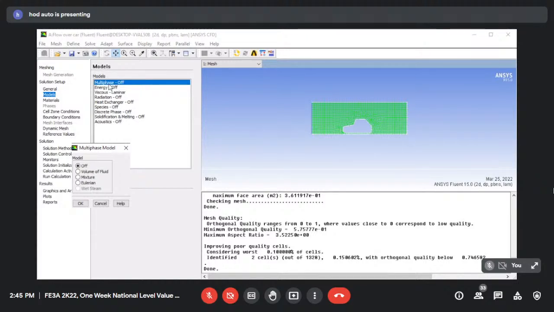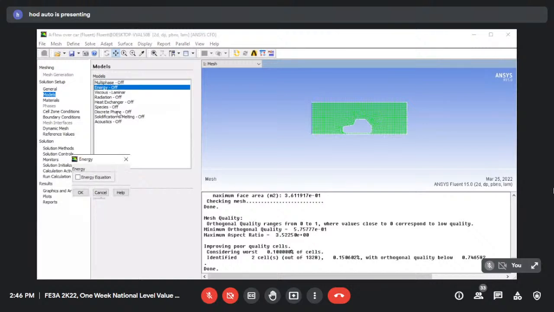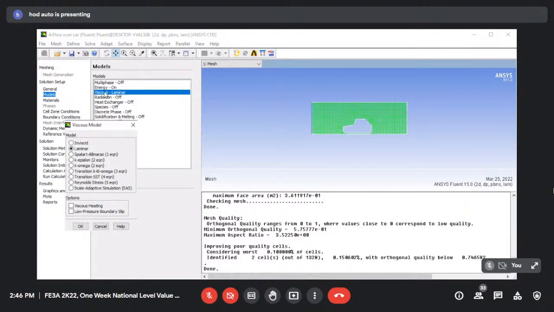In the process of solidification and melting, you can do it. So you can do a lot. I'll be using only two things. One is the energy equation, I'll enable it. And there is laminar. I'll just try to run. Let us see, are we getting convergence or not?